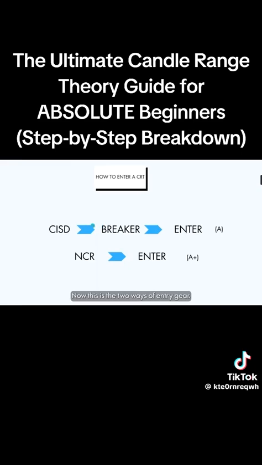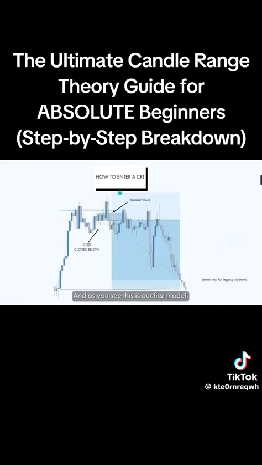Now, these are the two ways of entry, okay? There are two more, but you can also find that in depth in the Novo Legacy, okay? However, these should get you guys by. It's our change in state, break a block, and then we enter, okay? And the A+ ones are the Nano CR model, which you also link above for another video, and then we look to enter, okay?